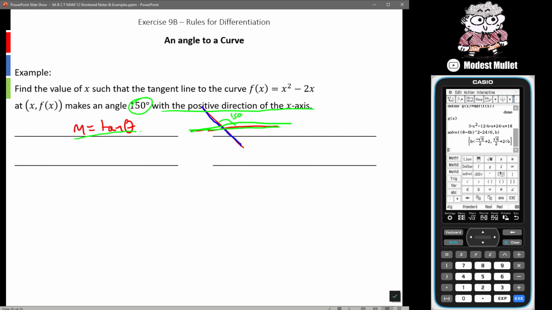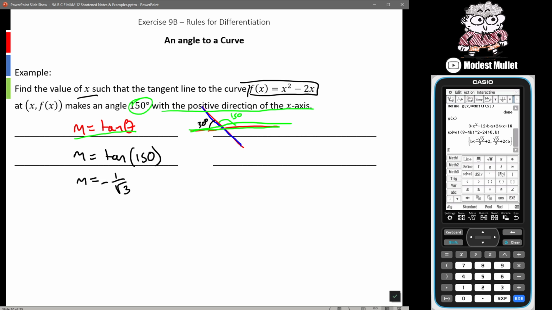You can figure out what the gradient of that line is using m is equal to tan theta. So in this case, m is equal to tan of 150, which is the same as tan 30 over there, so that's 1 on root 3, and it'll be negative. And we want to find the x value when that occurs.